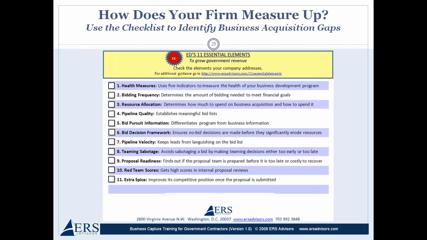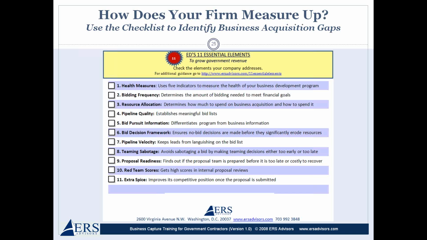If you go after too many things, you're going to spread those resource dollars so thinly that your likelihood of winning is so low. If you only bid on a few things, your likelihood of winning may be up, but you may not be bidding enough stuff to meet your revenue goal. So what's the balance there? There are ways to determine that. And then do you know how much to spend on business acquisition, and then where to spend it within the acquisition pipeline?